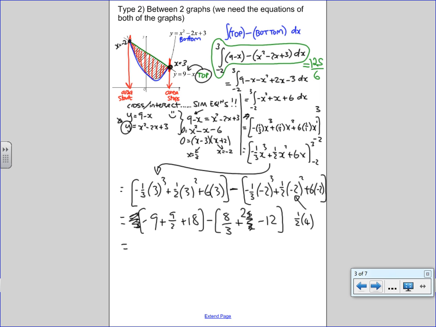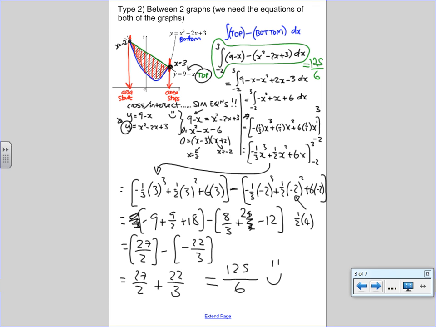What is that first bit? Minus 9, add 9 over 2, add 18 is 27 over 2. Okay, 27 over 2 minus, and then 8 over 3, add 2, minus 12 is minus 22 over 3. See, those brackets were really good there because I can see I've got a plus. So I'm actually doing 27 over 2 plus 22 over 3, which is 25 over 6. Yay!